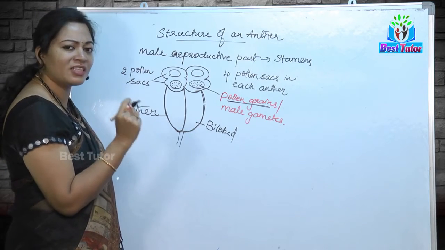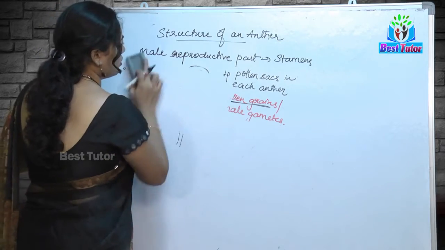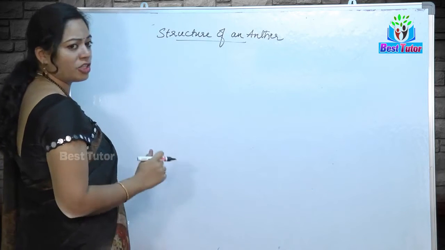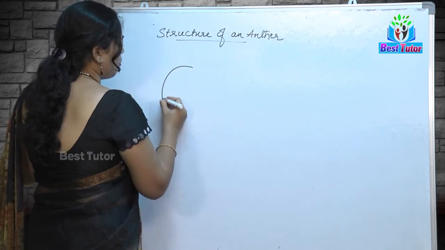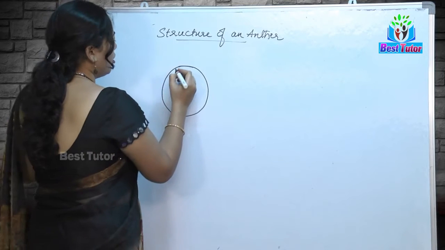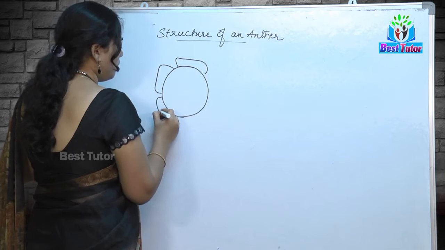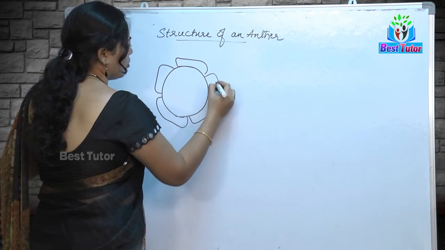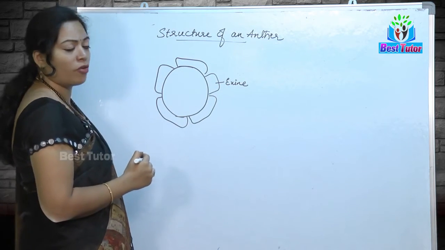Now let us examine the structure of the pollen grain. If you see the structure of the pollen grain, they differ in sizes and shapes. They will not be similar. So assume this as a pollen grain. Each pollen grain will have an outer covering membrane, which we call exine. The outer covering membrane of a pollen grain.